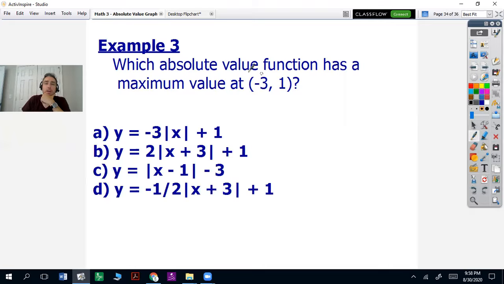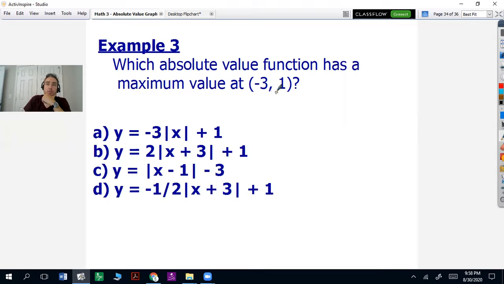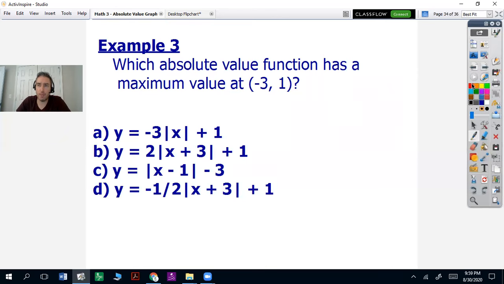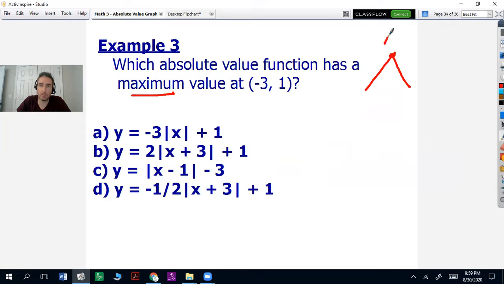Which absolute value function has a maximum value at negative 3, 1? Well, I guess the easiest thing to do would be to graph these all and find which one first has a maximum value, and then which one is going to have that point as the maximum value. You can memorize a couple of the rules too. So first of all, if it has a maximum value, it is going to be a graph that opens down, AKA, it's going to have a reflected graph. So it's going to be reflected if it leads with a negative.